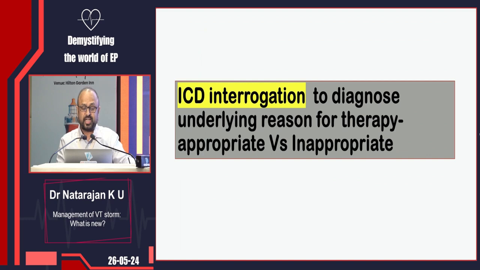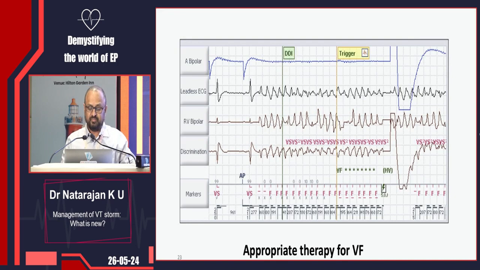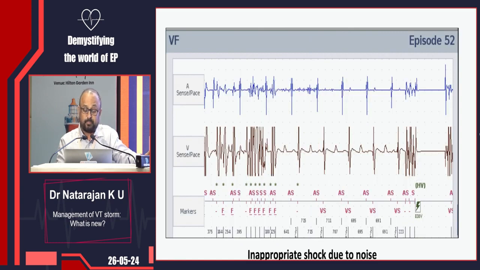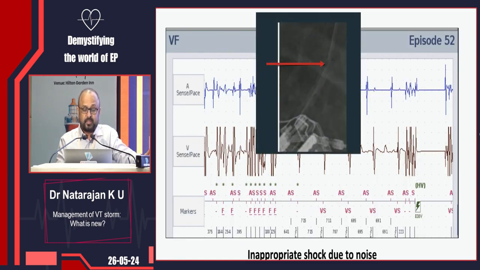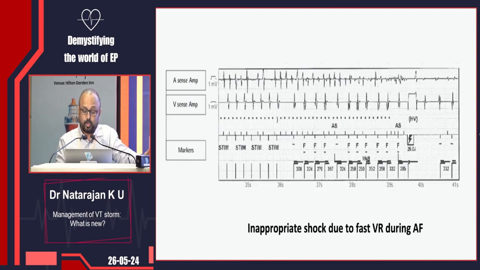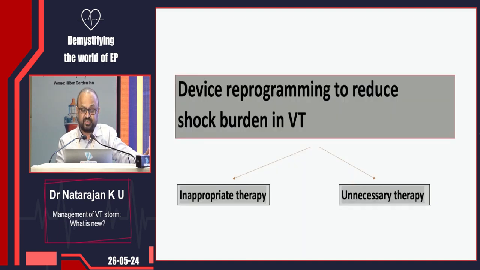ICD interrogation diagnoses the underlying reason for the therapy by the ICD, to classify whether it is appropriate, inappropriate, or whether it can be avoided, meaning unnecessary therapy for non-sustained episodes, which was discussed very extensively by Dr. Shiva Prasad yesterday. We won't go into the details in the interest of time. This is an appropriate therapy for ventricular fibrillation. This is an inappropriate shock due to noise, due to a lead fracture, or due to fast ventricular rates during AF, which match the VT detection rates.